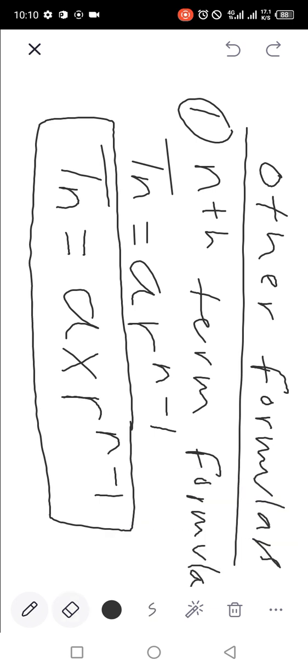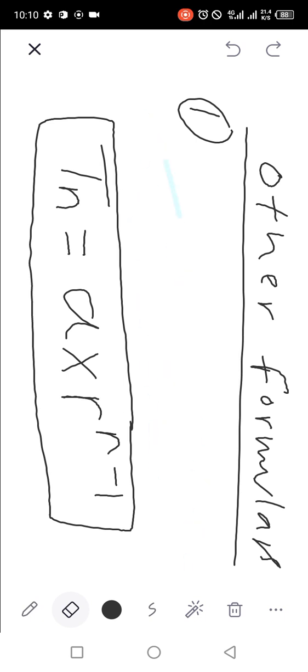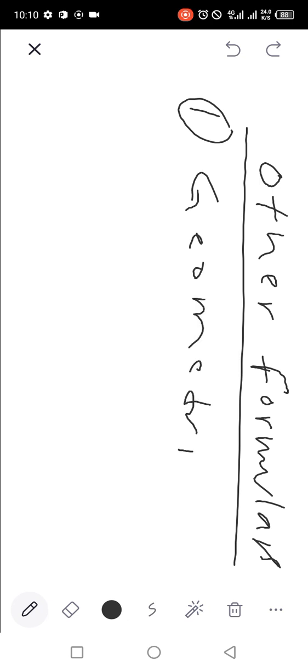So remember, we are under other formulas. The other formula is geometric mean. When you hear find the geometric mean, you make sure you write B to stand for geometric mean.